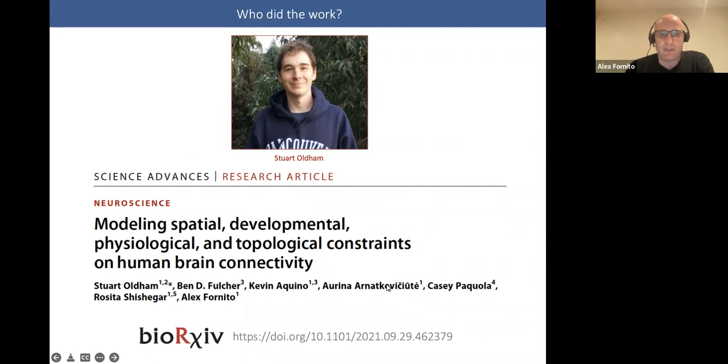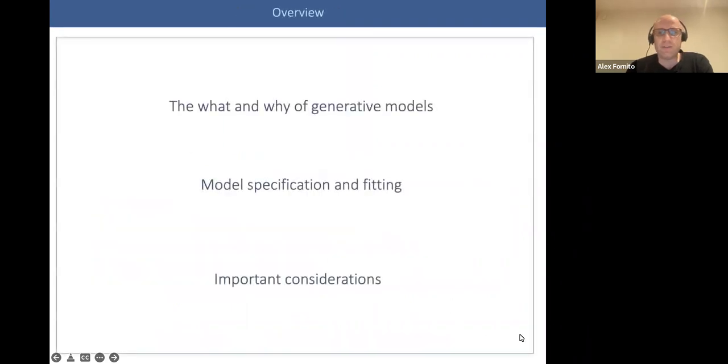I'm going to focus on three different aspects. I'll begin with a bit of background as to why we might want to use generative models. Then I'll talk about how we go about specifying these models and fitting them to data. And then I'll talk about some considerations that have come up in our own work in this space that I think are useful to keep in mind as we try to develop the field forward.